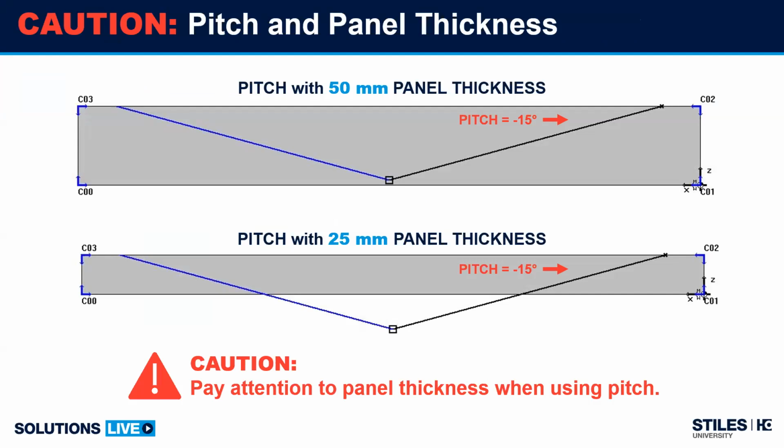So again, let's talk about a caution. Here's two examples. I've got a pitch of negative 15 degrees. The top one is on a panel that's 50 millimeters thick. And then I did the exact same contour on a panel that's 25 millimeters thick. It doesn't take a woodWOP professional to realize that the 25 millimeter panel is going to be a very dangerous program to run. But there's a way that we can protect ourselves from this. The first one is definitely look at the front or the side view to actually see where the contour is moving in that Z element.